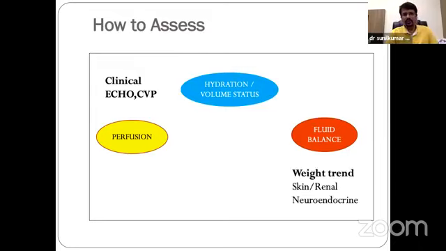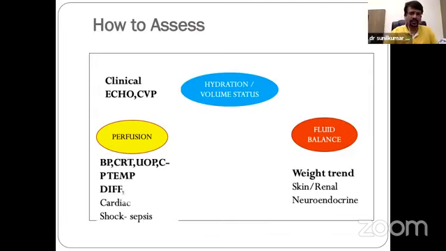Then how to know the fluid balance status? The fluid balance status we can basically know by the weight trend, and what the fluid input and fluid output of the baby is. Based on that, we can know the fluid balance, whether it is positive or negative. And basically, because of immature skin, renal, and neuroendocrine systems, it is very difficult for premature babies to have a sustained water balance.